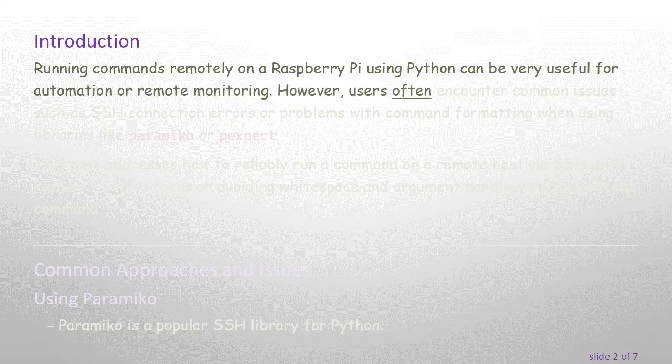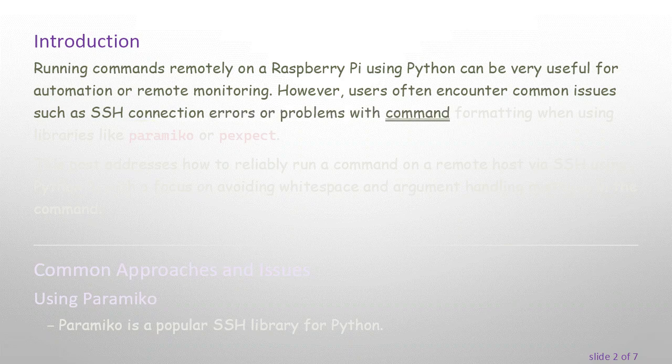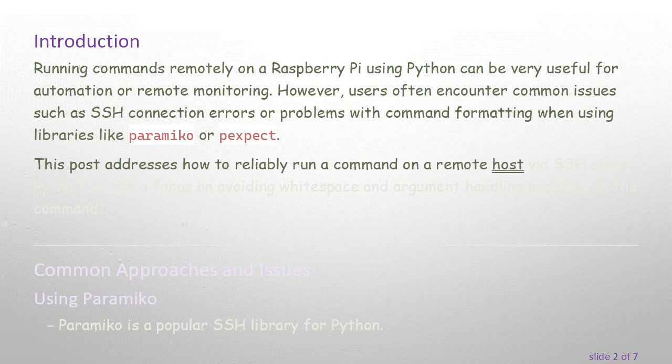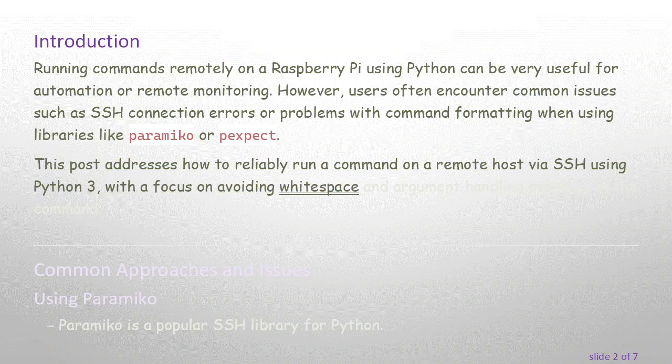However, users often encounter common issues such as SSH connection errors or problems with command formatting when using libraries like paramiko or pexpect. This post addresses how to reliably run a command on a remote host via SSH using Python 3, with a focus on avoiding whitespace and argument handling mistakes in the command.